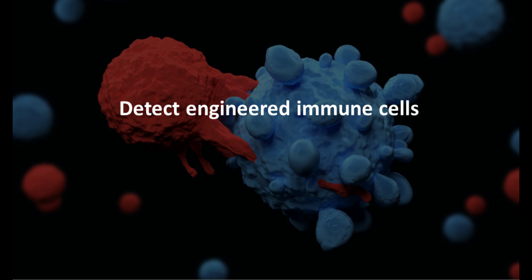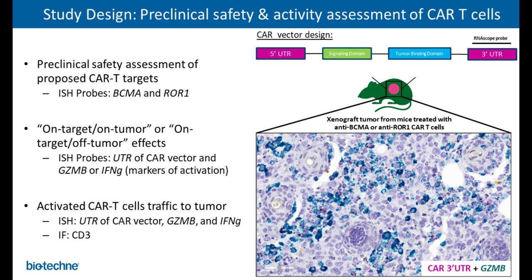Next, I want to talk to you about another very exciting application of the RNAscope technology, which is to identify and detect engineered immune cells. In the last decade or so, there has been a lot of research around developing CAR T cells for specific antigens in solid tumors.